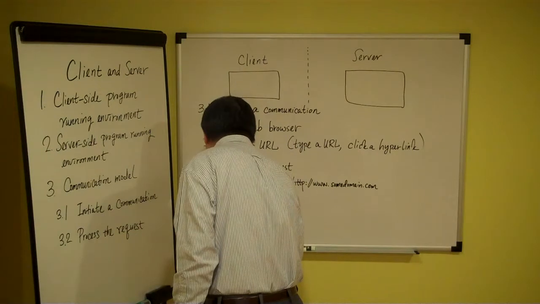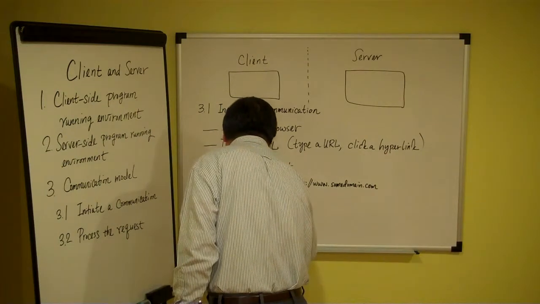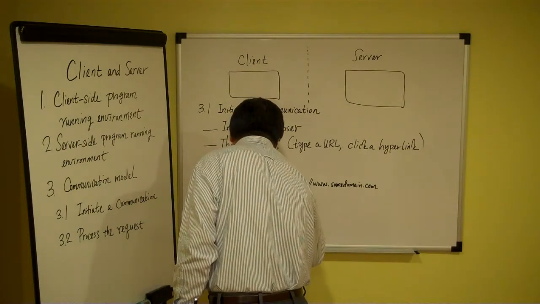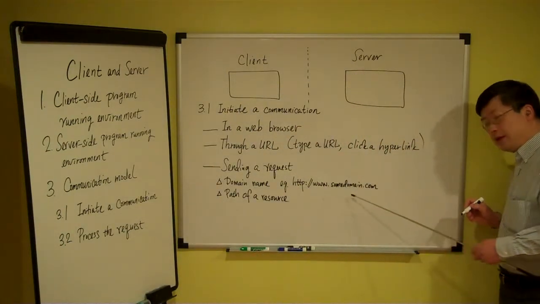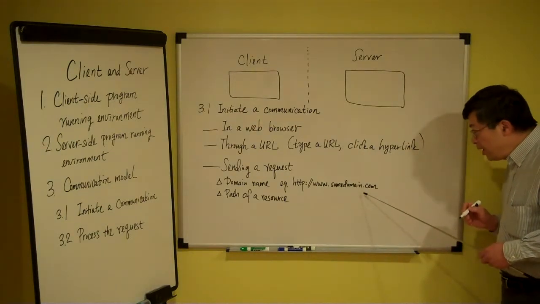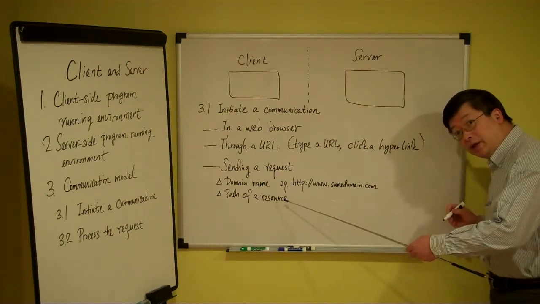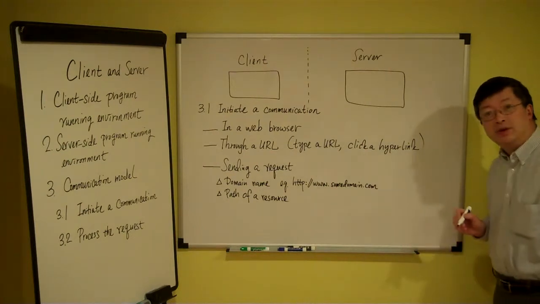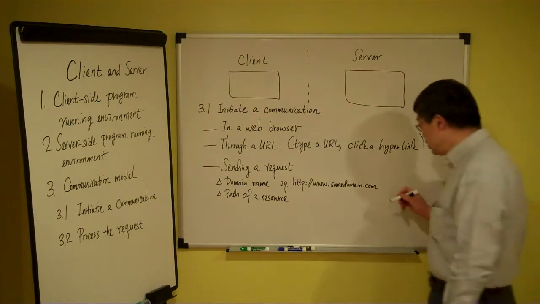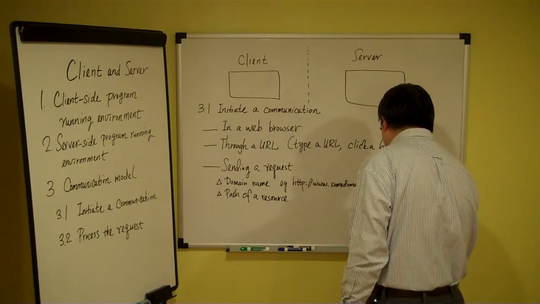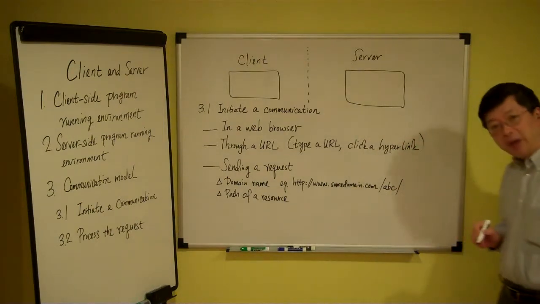Second, you may need the path of a resource. So when you send a request to this domain, where is the resource you want to get? You request what resource? So you need to specify the location of your resource. So you may need to specify a path. Here, we just use some abstract path.